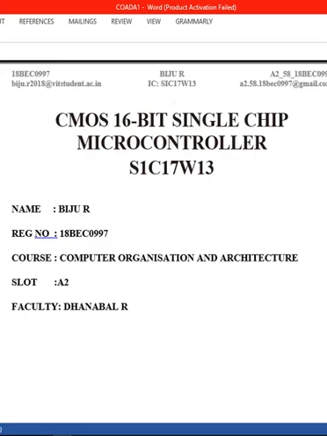SIC17W13 is in the SIC17 family. The main advantages of a CMOS microcontroller are very low static power consumption, reduced complexity of the circuit, and high noise immunity. CMOS means complementary metal oxide semiconductor. This MCU features low voltage operation from 1 volt, and even flash memory is included.